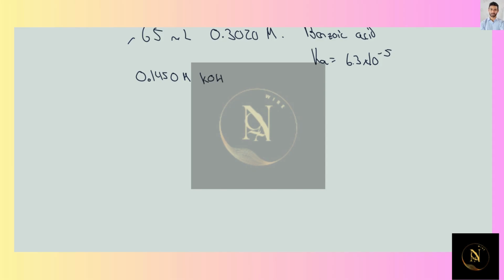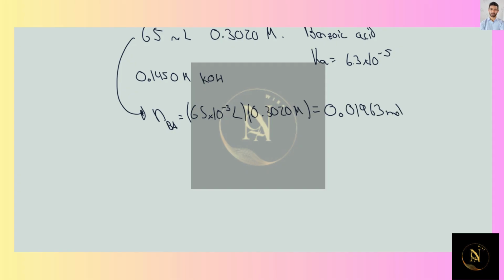And essentially what we want to know is, first of all, the initial amount of mole of benzoic acid, which is going to be equal to 65 times 10 to the minus 3 liters, the volume that we're going to get, times the concentration in molarity. So the result over here is going to give us 0.01963 mole of benzoic acid.